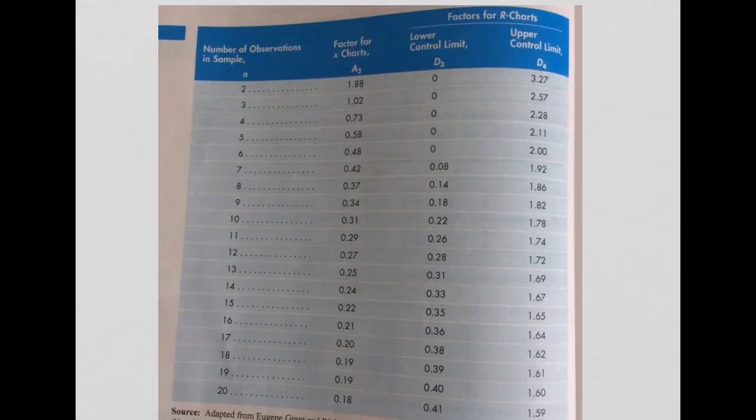So as a refresher, I'll just go back to this chart. In this case, our sample size, the number of observations in the sample, is of course 5. So just like last problem, it turns out to be 5. And the factor for A2, right there, is 0.58. So if we go back here, there's our 0.58 right there, which is used for both the upper control limit and the lower control limit.